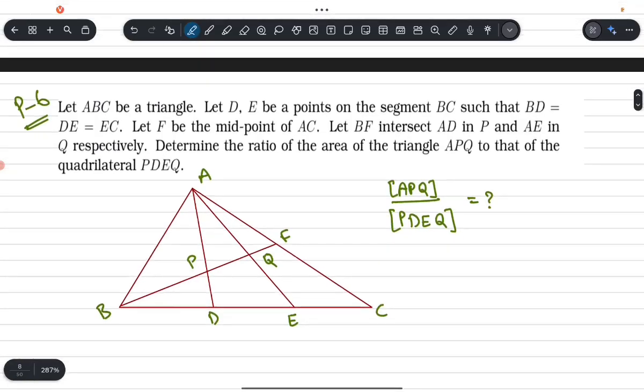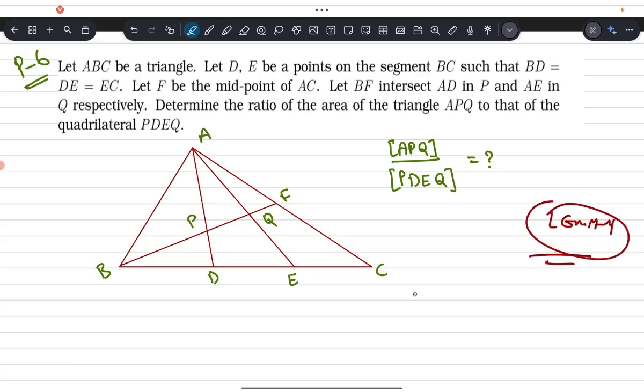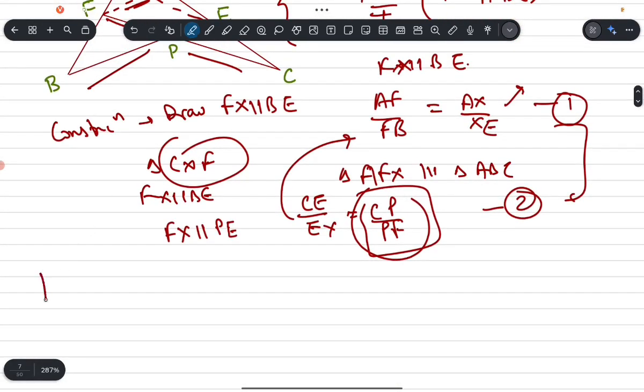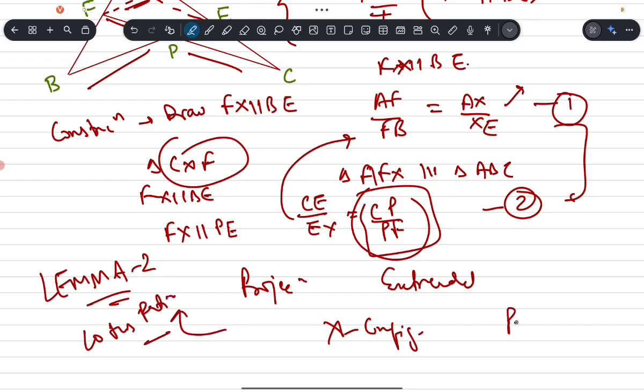Now coming to problems, how are we going to use these? I hope you remember the first lemma that we did in episode 2. We'll be using that. So this is in continuation. This was the second most important thing. This was lemma 2. Apart from projection, the extended projection, the X configuration, we have the lotus ratio lemma. I want you to pause a bit and review a bit and then proceed.